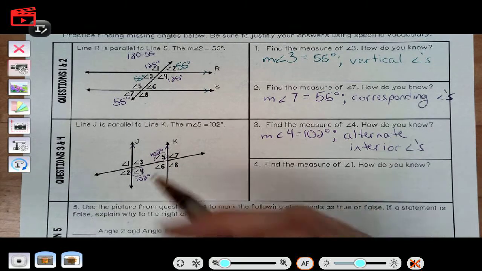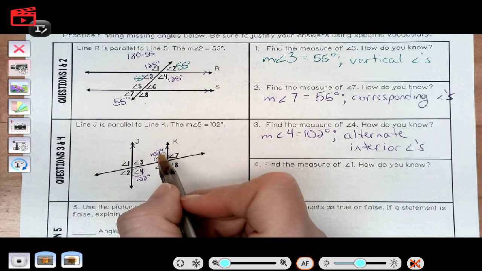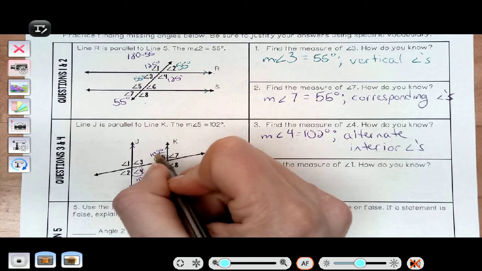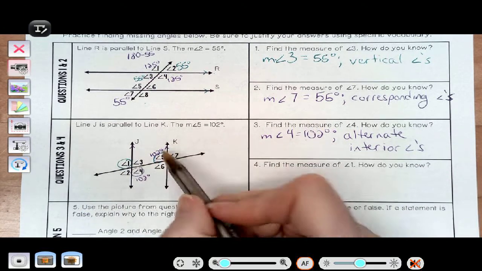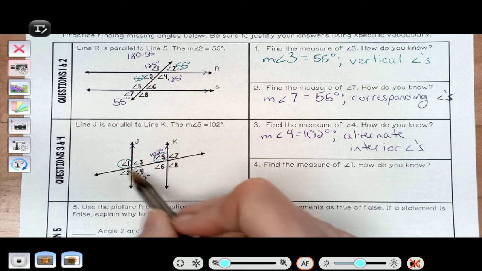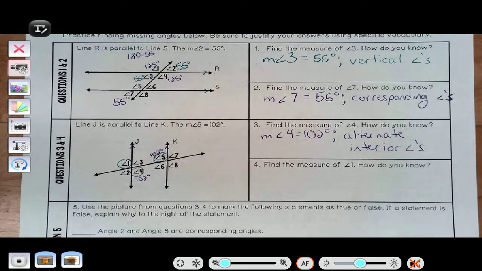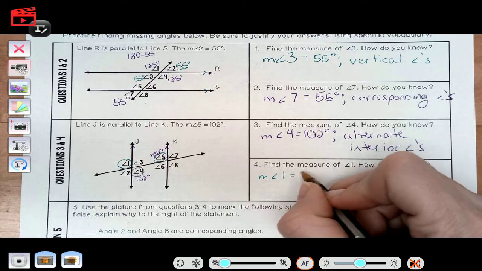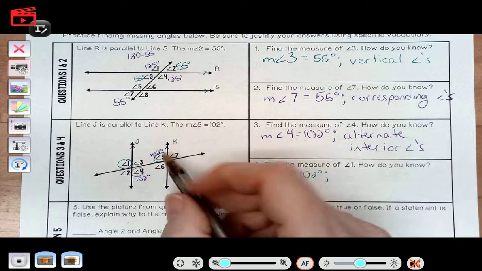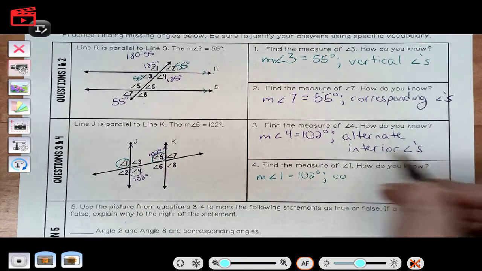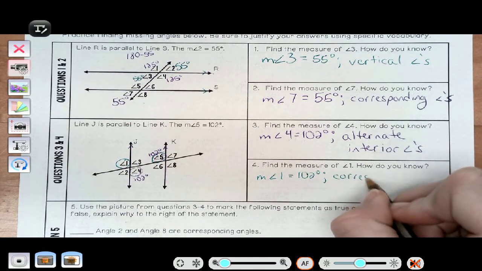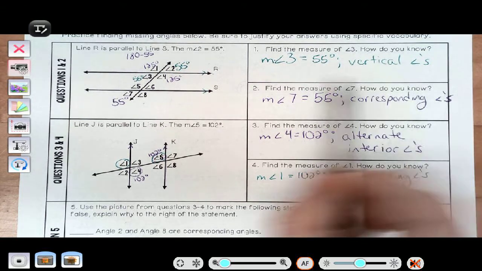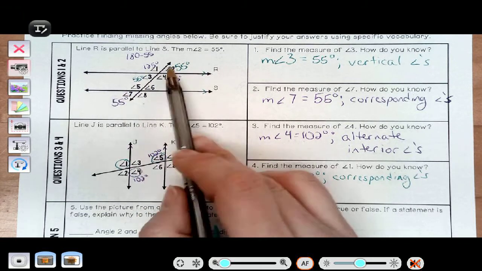All right, find the measure of angle 1. Well, the measure of angle 1, again, holds the same position here, or is a vertical angle here. So you get to pick. I'm going to say the measure of angle 1 equals 102 degrees. And I'll say corresponding angles again, but you could say vertical. In fact, up here, as I look at 2 and 7, they could have been alternate exterior.